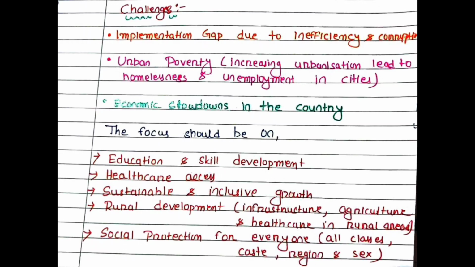Then rural development. Development in rural areas should be conducted in the forms of infrastructure, agriculture, healthcare in rural areas. Also education. So if rural development takes place, then there will be less urban migration. Then social protection for everyone. All citizens from all classes, castes, regions and sexes should be protected, which will provide them better opportunities to work and which will ultimately reduce poverty in India. So there should be a focus on all these areas to reduce poverty in future.